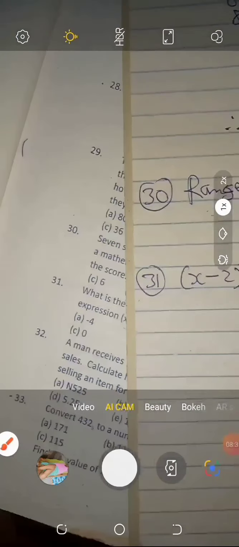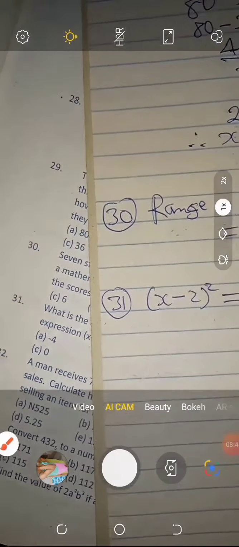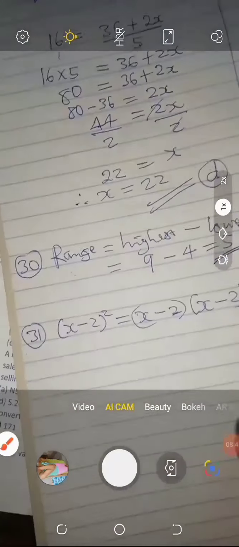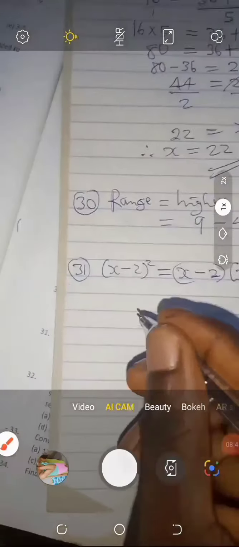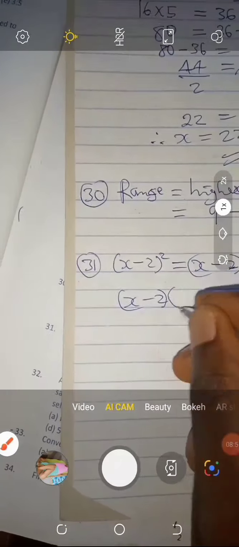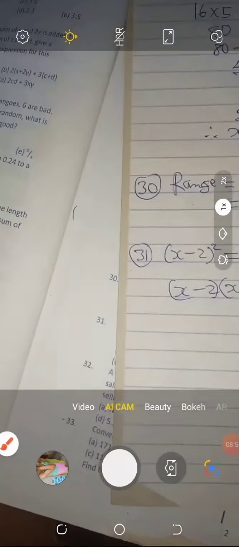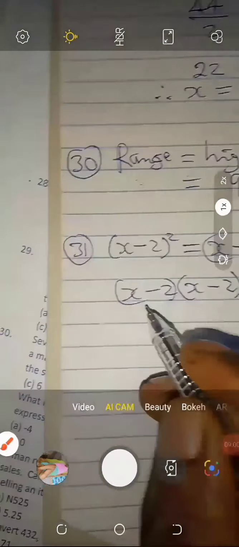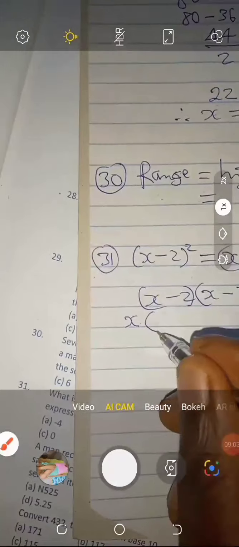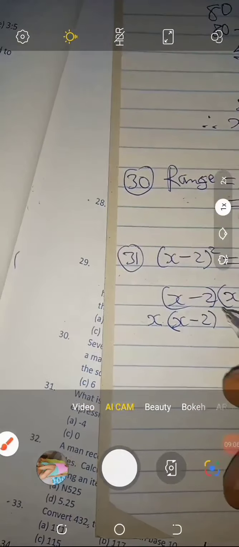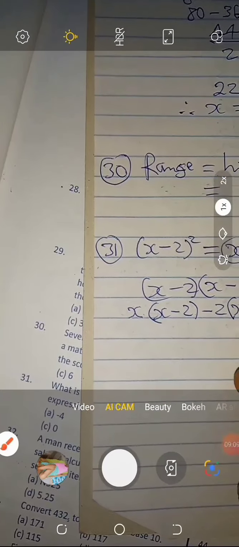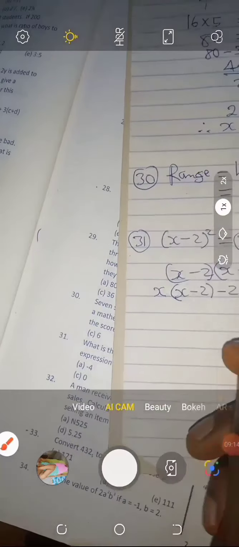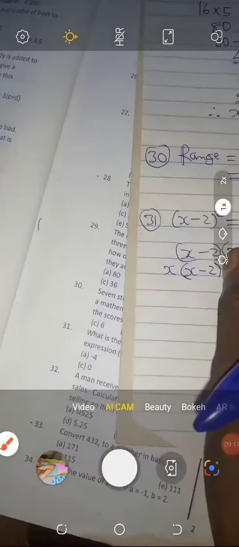Now these are 2 brackets: x minus 2 times x minus 2. There are 2 ways, like I wrote in the last one we solved. Now we use one bracket to multiply the other one. If we are using the first bracket, we have x into x minus 2, and minus 2 into x minus 2. Each of the terms here multiplies the second bracket.